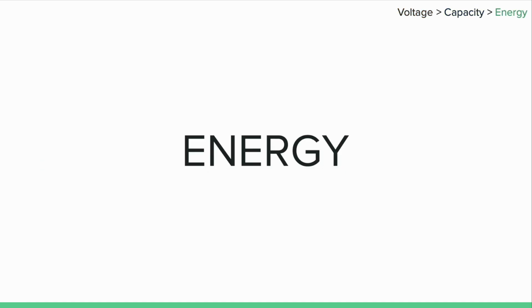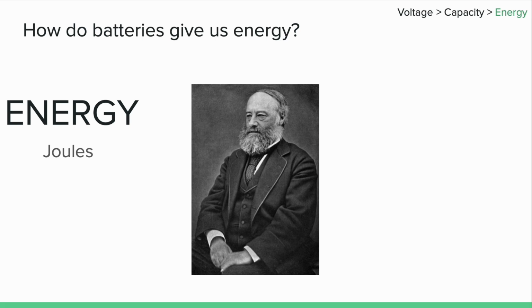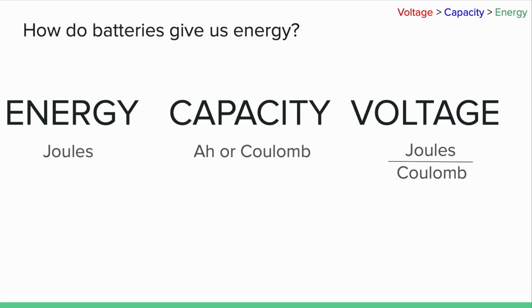Okay, and now let's talk about energy. Energy is the universe's currency, meaning if you want something done, you need energy to power that. So how do batteries give us energy to make things work? Energy's standard unit is joules, named after some English guy. Capacity is in units of amp hour or coulombs, and voltage is in units of joules per coulomb.